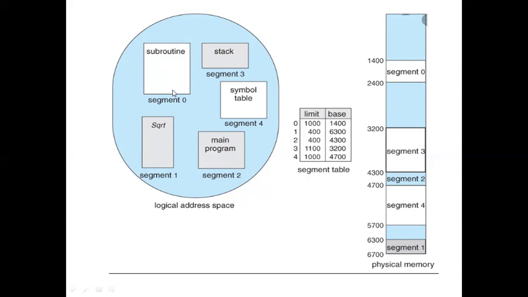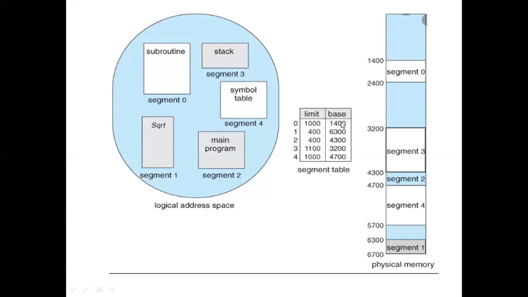Let's say the logical address that's generated is 0, and the segment number is 0. So you go to the segment table, go to segment number 0, and see the values: the limit value and the base value. The limit is 1000, which means the size of the subroutine is 1000 bytes. From where is it starting in the memory? That is nothing but 1400.